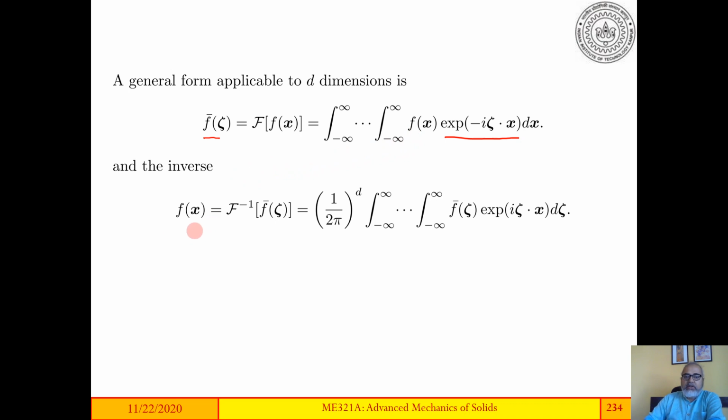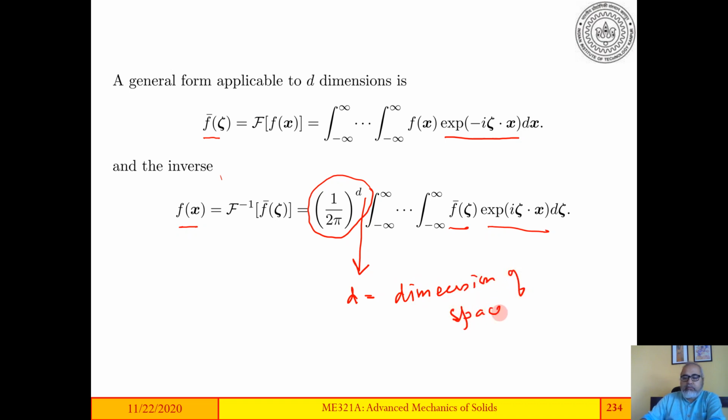To do the inverse, you want to get f(x), you know the Fourier transform f bar, so f bar times exponential i zeta dot x, and this is the factor that we are going to use. This is going to be 1 by (2 pi) squared in case of 2D. It is going to be 1 by (2 pi) cubed in case of 3D. So D is equal to the dimension of space, so it will be 1, 2, and 3 in case of 1D, 2D, and 3D. And you can easily see that the 1D expressions are returned when D is equal to 1.